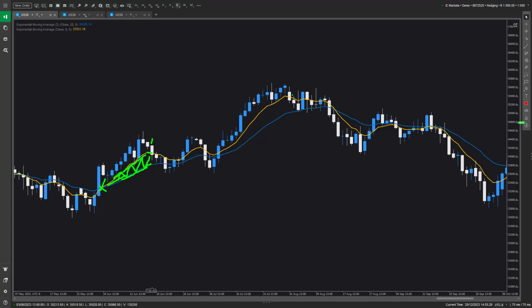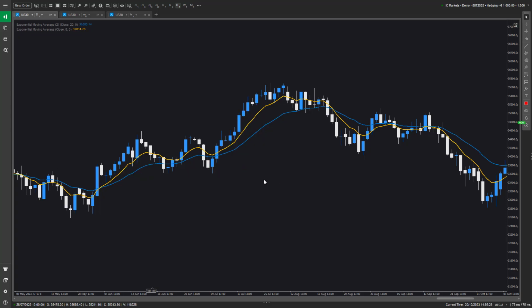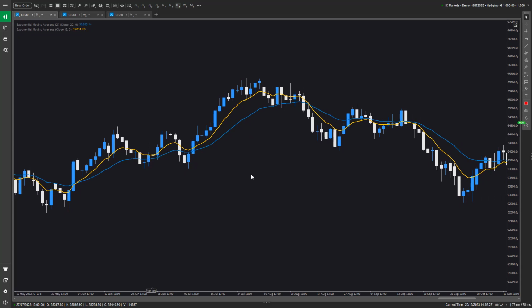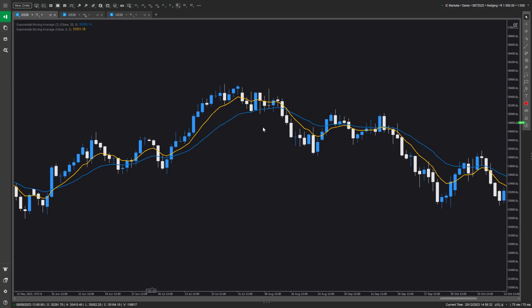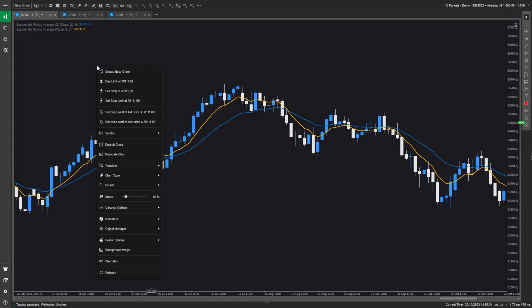Similarly through here, nice obvious example, the angle through here is getting steeper and steeper and steeper. The separation is going from very close together to getting more and more separation between them, which means the trend is getting stronger and stronger. But you've got to remember that the price moves the averages. The averages don't move the price. So while the angle and the separation are important, the most important thing is actually the order of which way round they are.